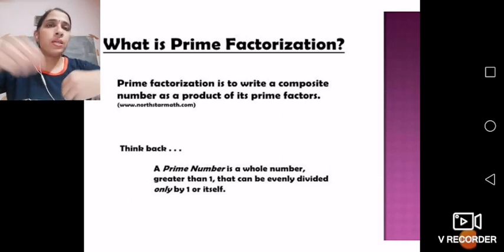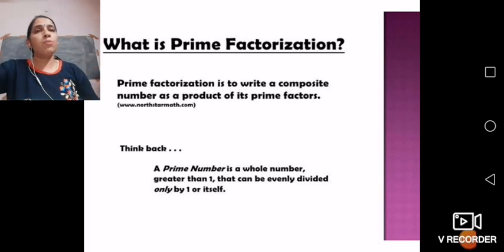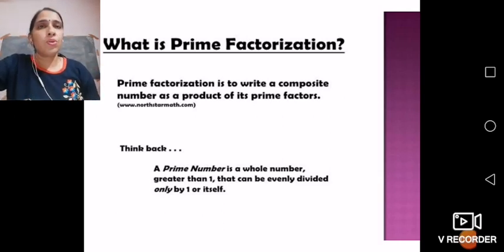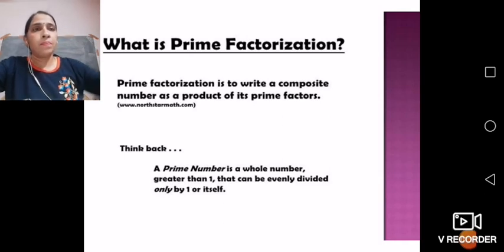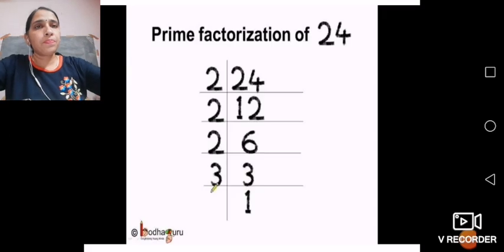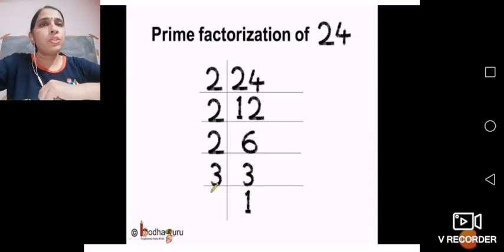Now, the question is how we will find the prime factors. So, there are two methods of finding prime factors of a number. One of those methods is called the division method. Now, here we will see the prime factorization of 24.